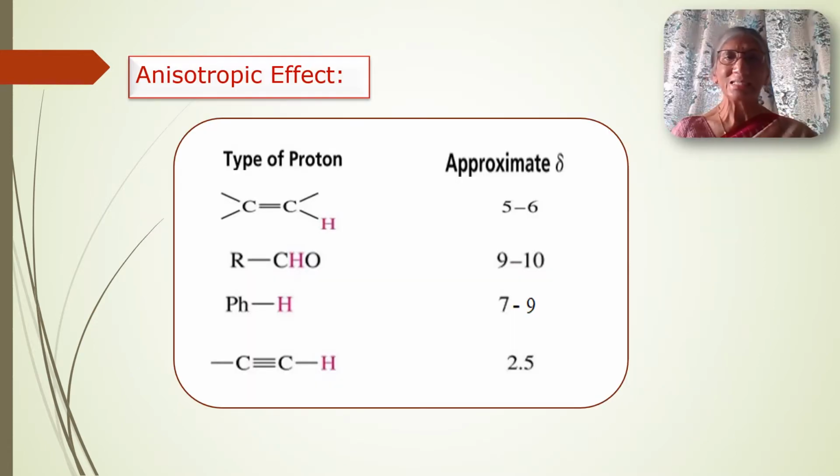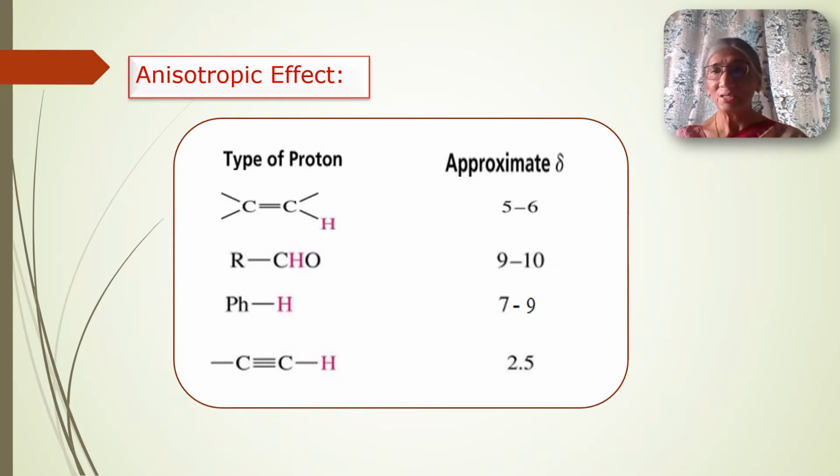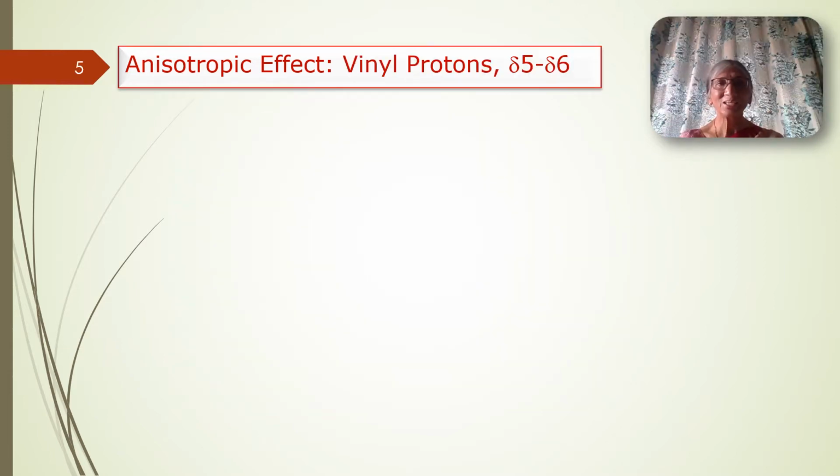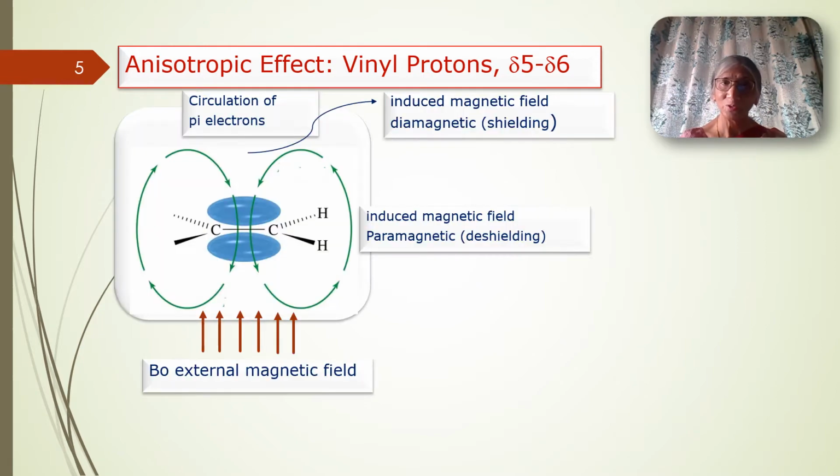As we have seen earlier, ethylenic protons, aldehydic protons and benzylic protons are highly de-shielded protons, whereas acetylenic protons are shielded protons. The data cannot be explained just by taking into consideration the electronegativity effect. This can be explained on the basis of the anisotropic effect. The anisotropic effect can be explained by taking the example of the ethylene molecule.